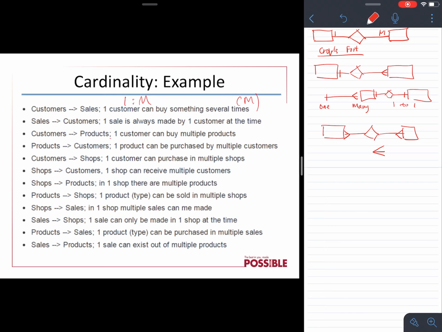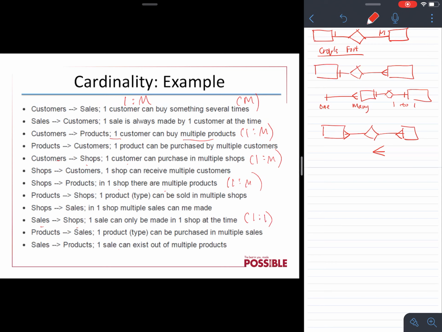Customer to product: one customer can buy multiple products, so one to many. Customers and shops: one customer can purchase from many shops, one to many. Shops and products: one shop has multiple products, one to many. Sales and shop: one sale can only be made in one shop at one time, so one to one.